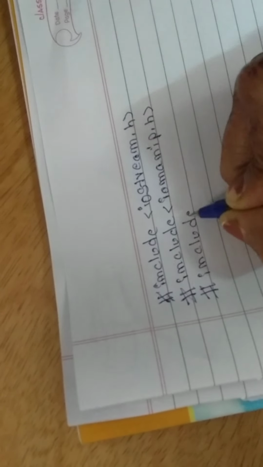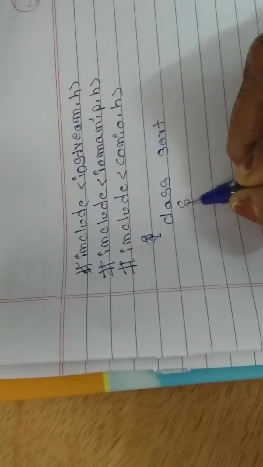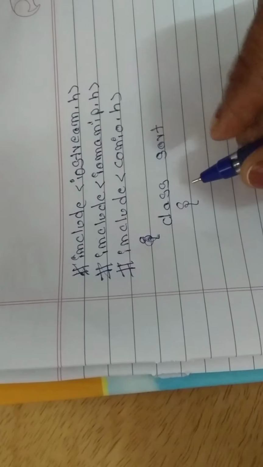After that we are going to use hash include conio.h. Conio.h we will use for getch, clrscr. I told you in the previous programs also. So first, after this, the class header will be there. Since we are doing a sorting program, the class name is sort. So the class header is there. Then after that the class body is there.